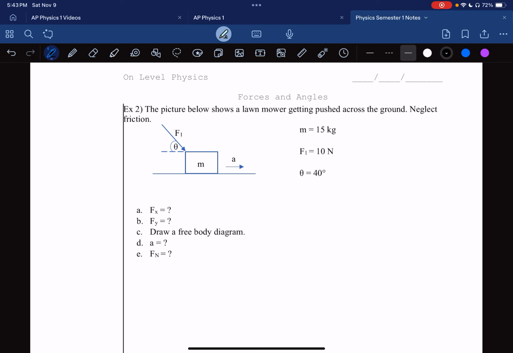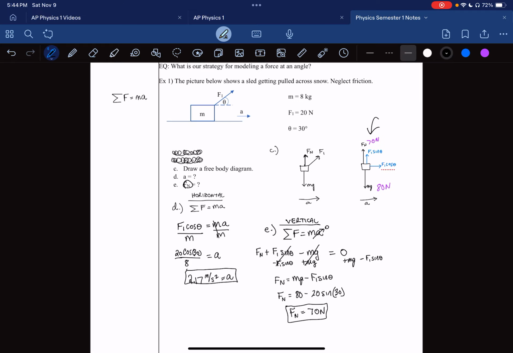But the difference here is that this object is getting pushed down and to the right. We're pushing down on it, but also kind of pushing it to the right. It will accelerate to the right. It's a lawnmower. Now again, we're going to get rid of A and B, which, by the way, let's go back here. This is what I used to call Fx, and this is what I used to call Fy, just so you know.